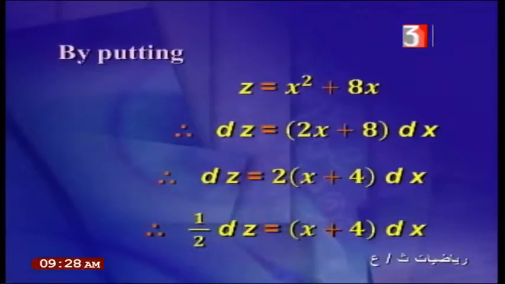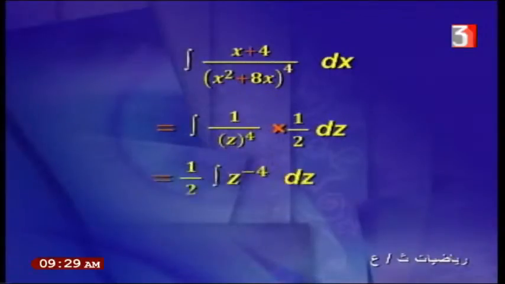Now the original function, integration of (x plus 4) over (x power 2 plus 8x) all power 4 dx, we can substitute (x plus 4) dx by half dz, and (x power 2 plus 8x) all power 4 by z power 4. Then the integration equals the integration of 1 over z power 4 multiplied by half dz, equals half, which is a constant, times the integration of z power negative 4. We know that 1 over z power 4 equals z power negative 4 dz.